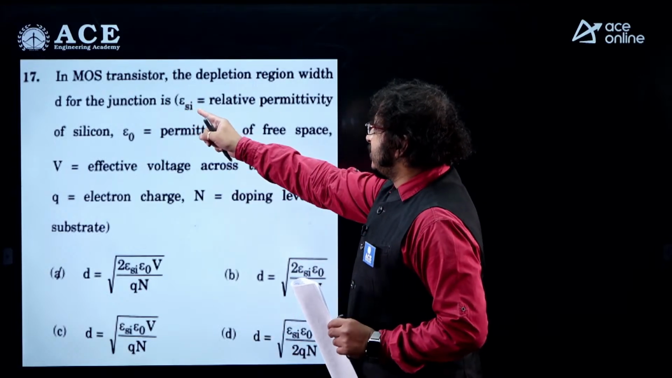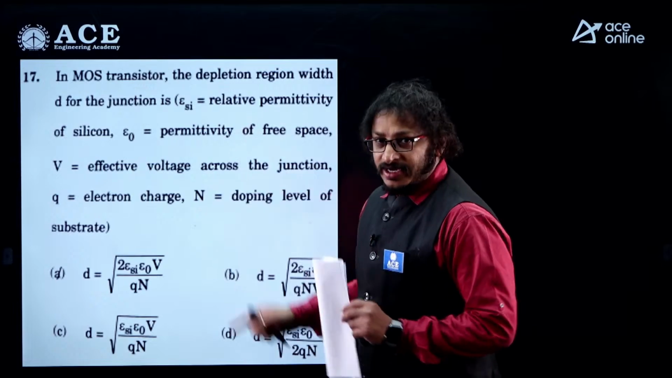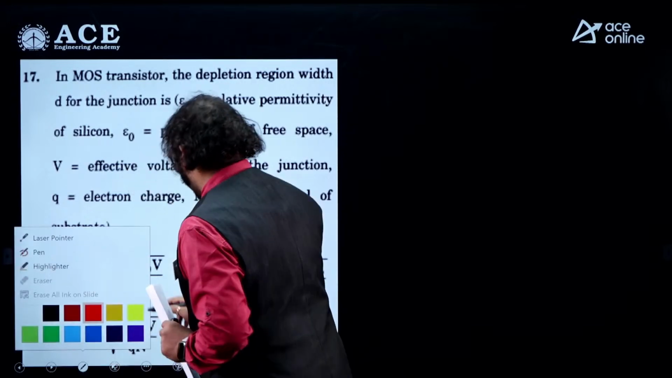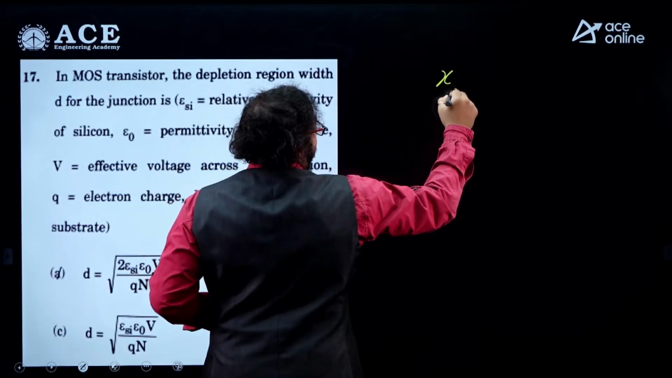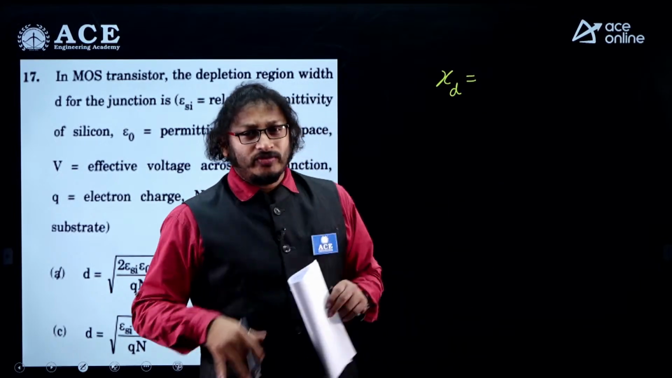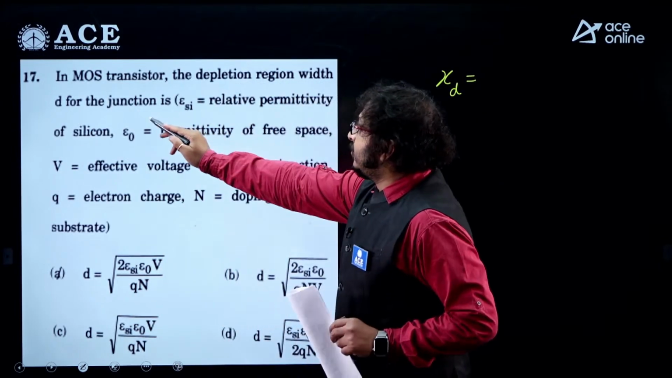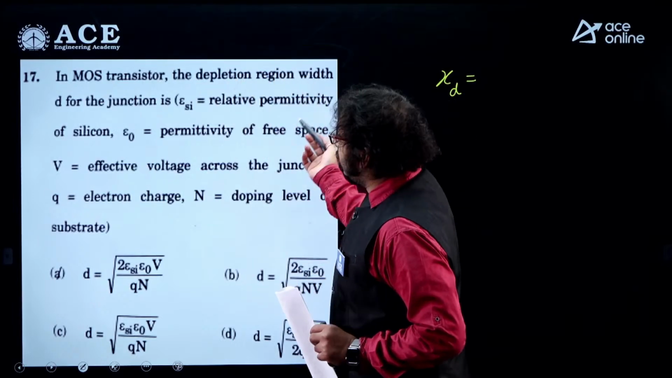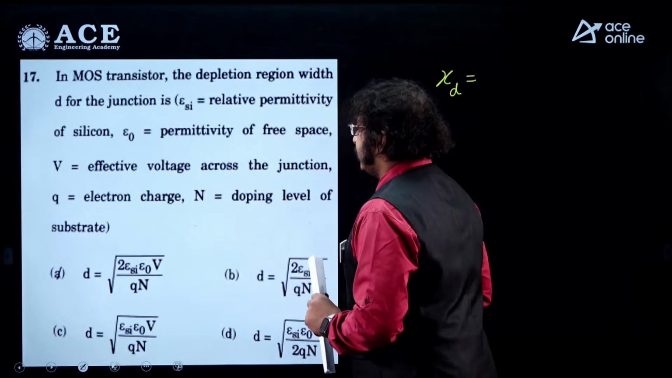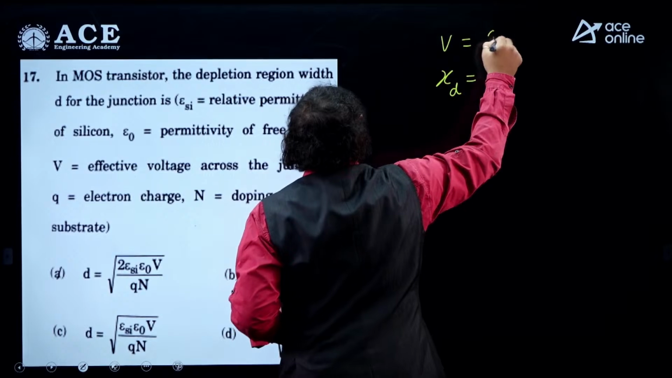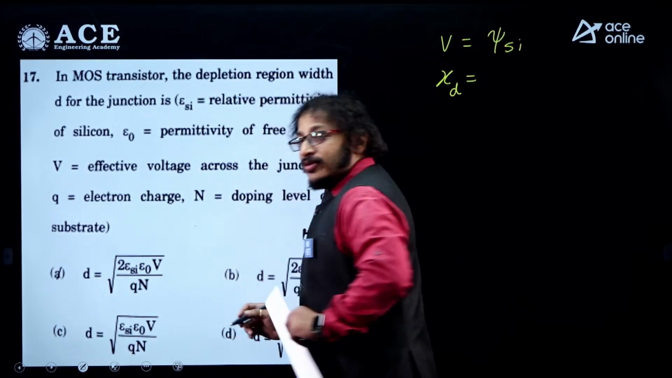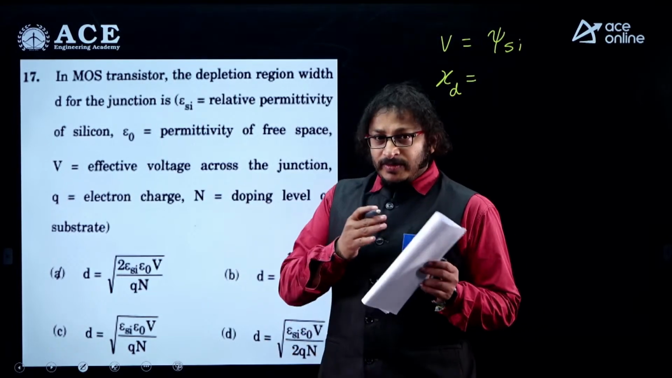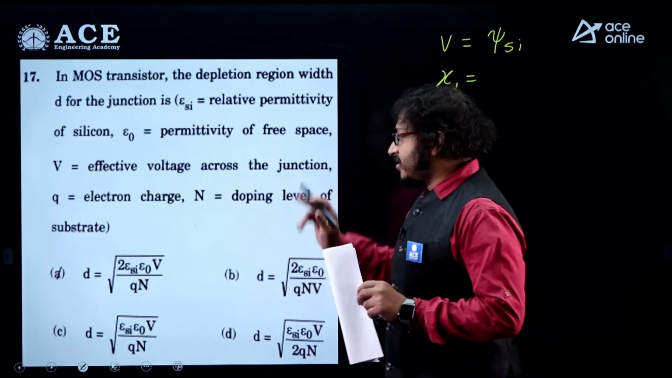So in a MOS transistor, the depletion region width, universally we represent with XD, correct or not? Depletion width in a MOS transistor, the notation we follow is XD. For a junction, depletion width is asked, and epsilon for silicon, epsilon naught, and V is nothing but the effective voltage. Commonly, effective voltage we denote with psi silicon, correct or not? In our MOS designs, we commonly represent with psi silicon. N is a doping level, so it may be a P-type substrate or N-type substrate. Universally, he has given N.